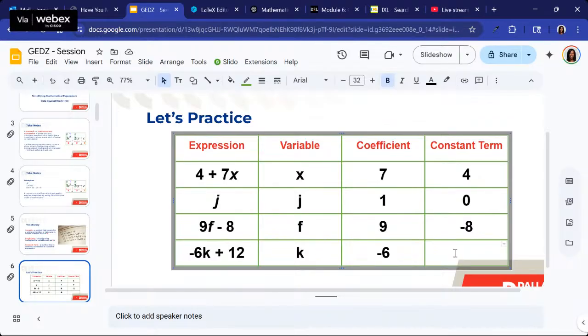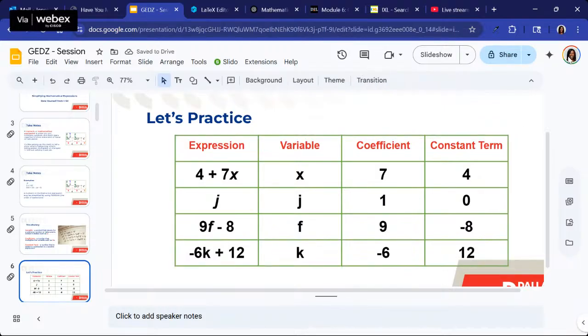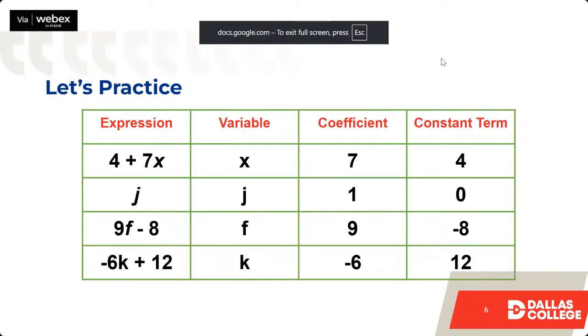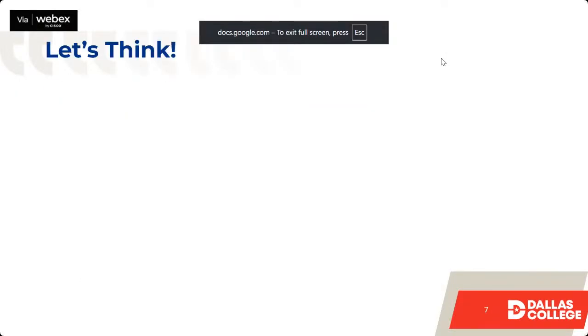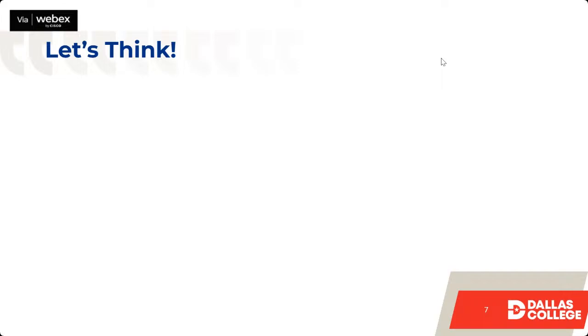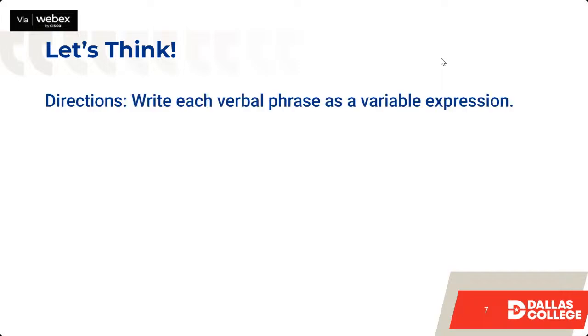There's no stopping you. If you're ready to take it up a notch, go ahead and send me ready in the chat box, and we will take it up a notch. If this is not making sense to you, please remember this session's being recorded, so you will have time to practice again. Let's use our brain and let's get to thinking.